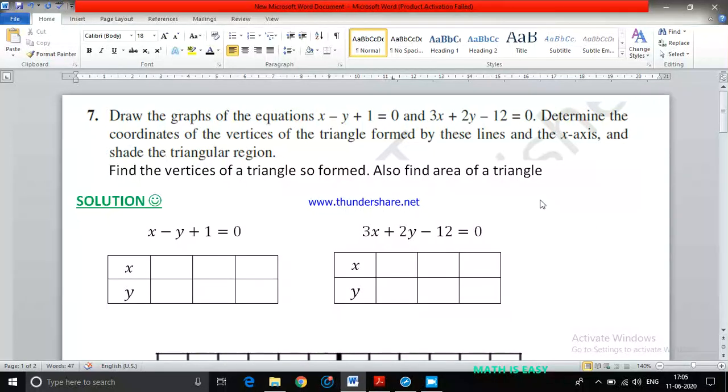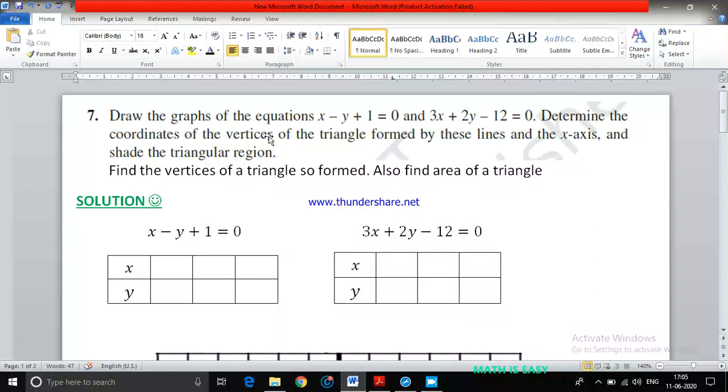Now we are going to discuss another problem. This is exercise 3.2, seventh question. Draw the graph of the equation x minus y plus 1 equals 0 and 3x plus 2y minus 12 equals 0. Determine the coordinates of the vertices of the triangle formed by these lines with the x-axis and shade the triangular region.